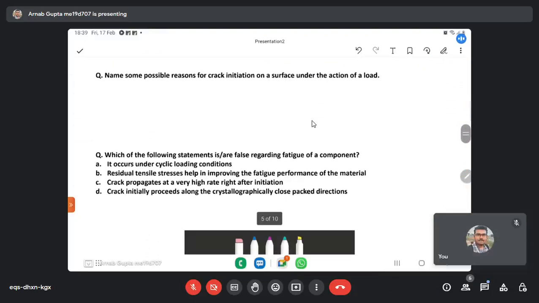Name some possible reasons for crack initiation on a surface under the action of a load. So why does a crack initiate? You have a given loading condition, say. Say it's a compressive load, or it's a cyclic load, or it's a tensile load. So what characteristics on the surface would invoke the initiation of a crack?